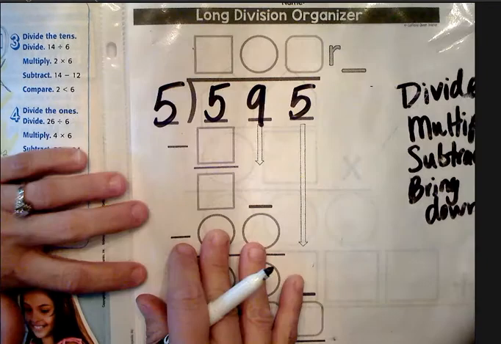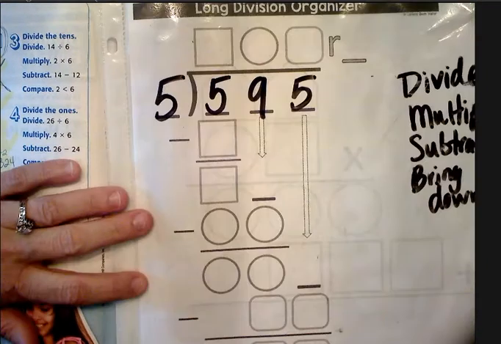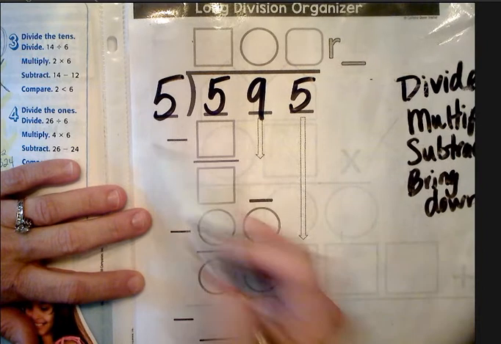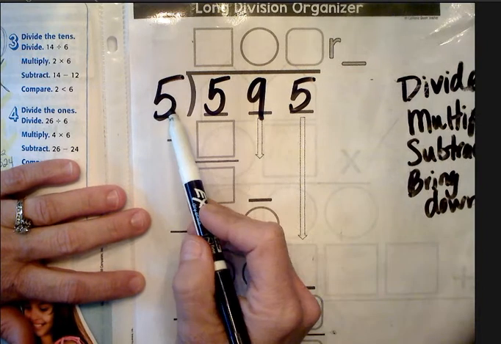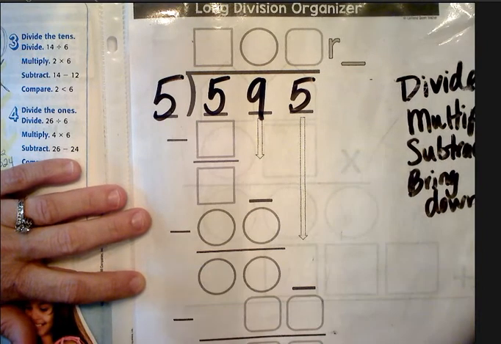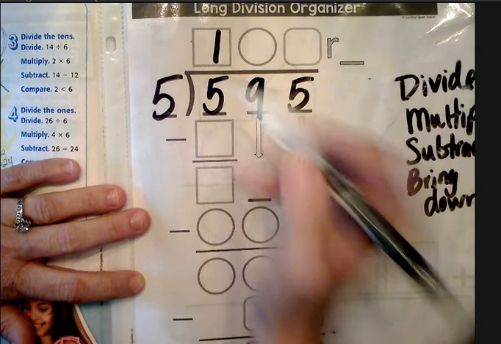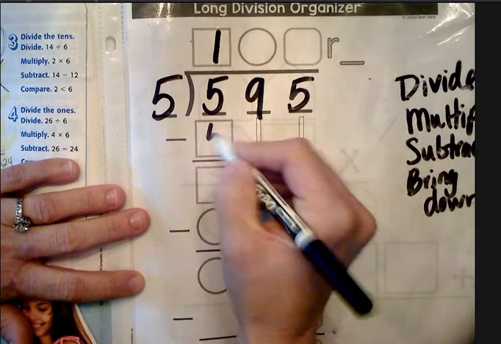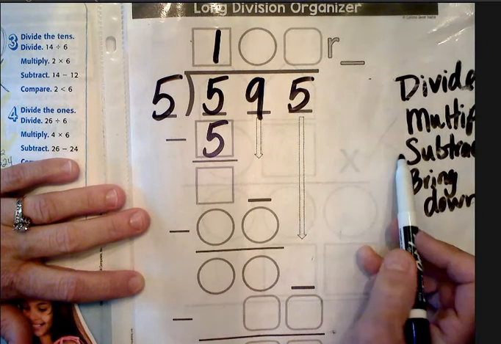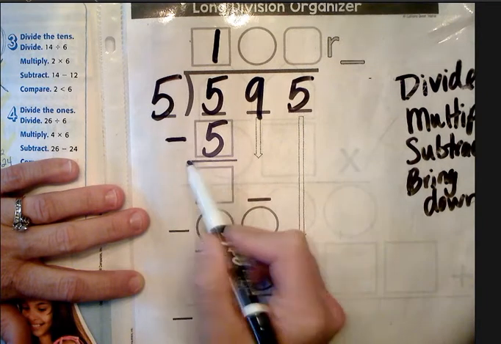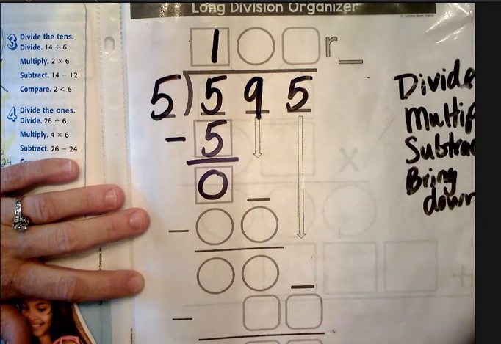So once you have it written down, you can move that out of your way. Remember, we just start easy at the beginning. How many times does 5 go into 5? Well, we skip count. We only get 1 in there, right? So it's a 1. Multiply. 1 times 5 is 5. My next step is to subtract. 5 minus 5 is 0. Next step, to bring down.